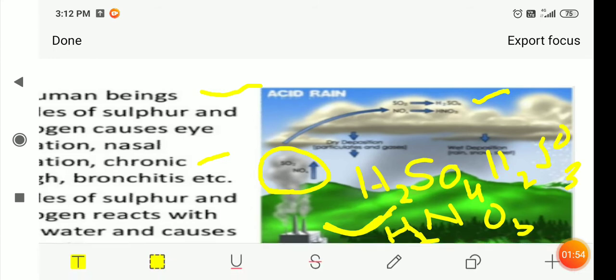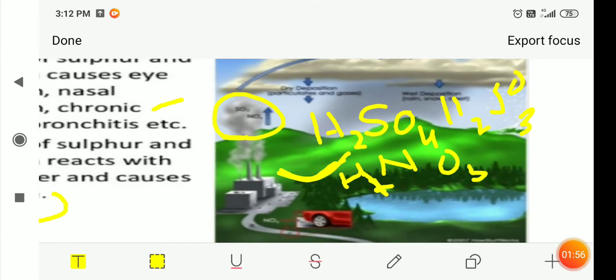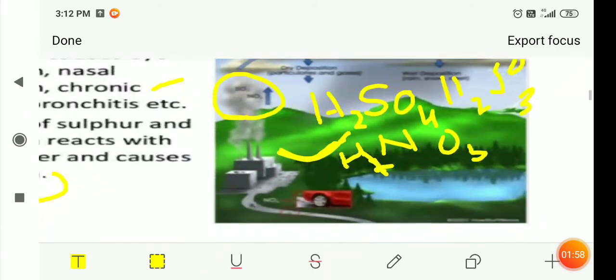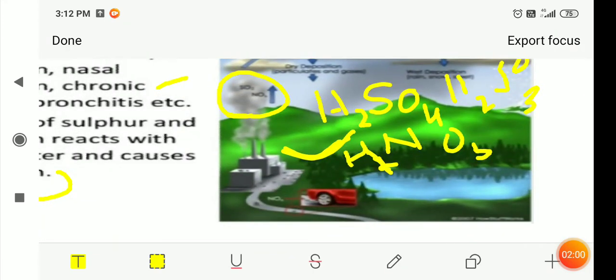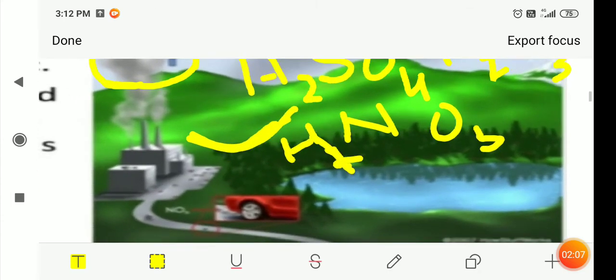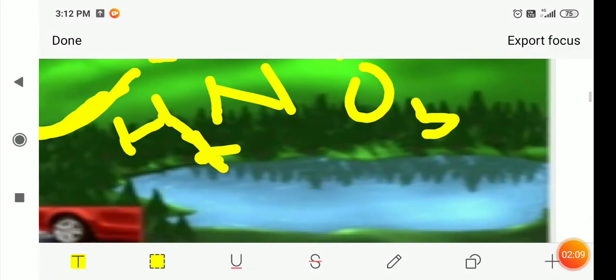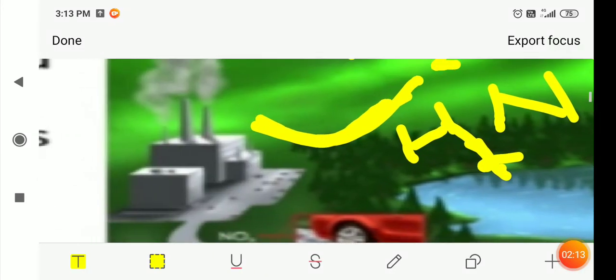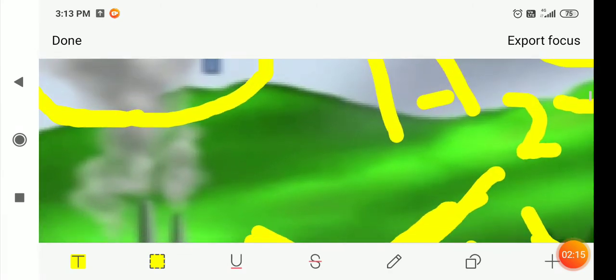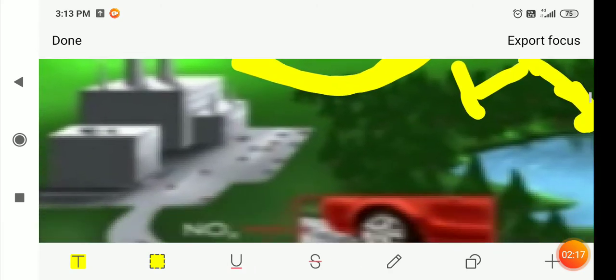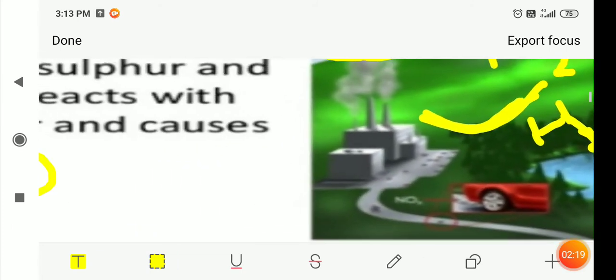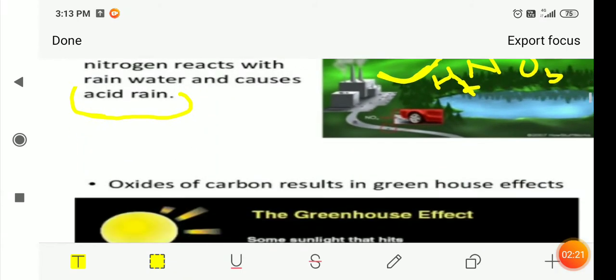When these acids fall down with rainwater on the earth, they increase the acidity of the water bodies and the soil also. So when the acidity of water bodies increases, the aquatic animals die, and when the acidity of soil increases, the plants also do not grow well. So these are the harmful effects of acidic rain.